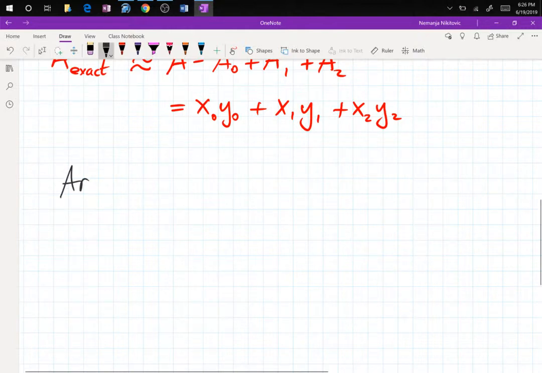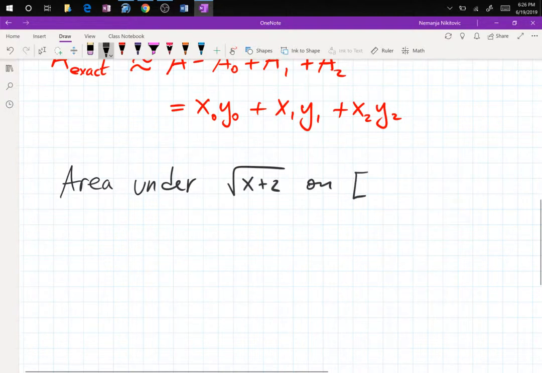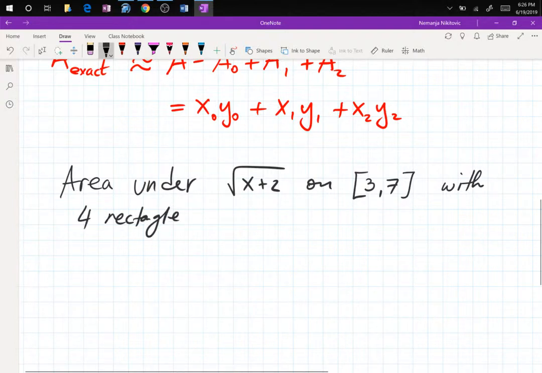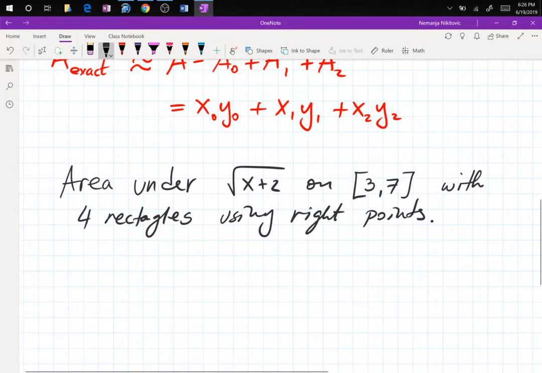Let's say you want to calculate the area under the square root of x plus 2 on 3 to 7, with 4 rectangles, using the right points approximation. Right point approximation.